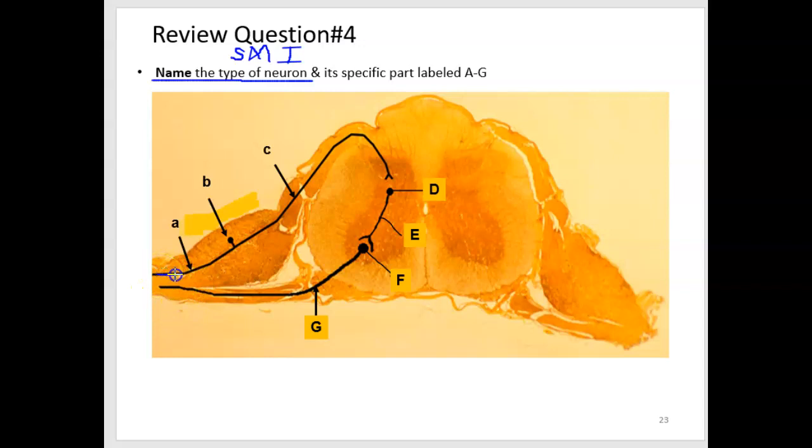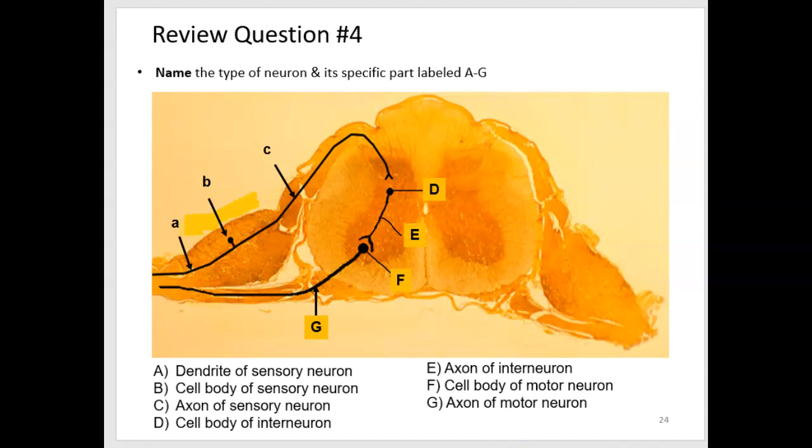And also you should label the specific part of the neuron. So coming in, this is all sensory neuron. A is a dendrite. B is a sensory neuron cell body. And C is a sensory neuron axon. D and E are parts of an interneuron, the cell body and the axon. And F and G are parts of a motor neuron. The cell body is F and G is the axon. And if you didn't catch all that, the next slide has an answer key.